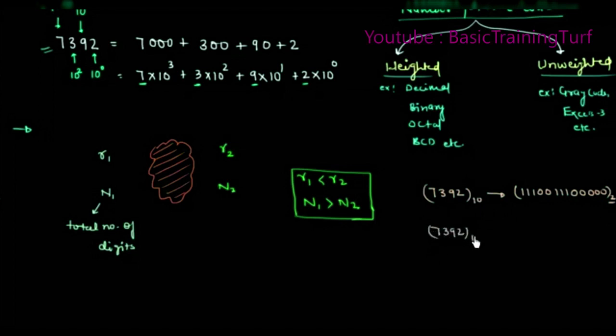7392 in octal, then I will have 16340. This is in octal. We definitely have reduced the digits as compared to the binary number system, but we still have more digits than the decimal number system. In decimal we have 4 digits, and in octal we have 5 digits, because in the octal number system the base is 8 and still 8 is smaller than 10. Now we will represent the same quantity in hexadecimal.